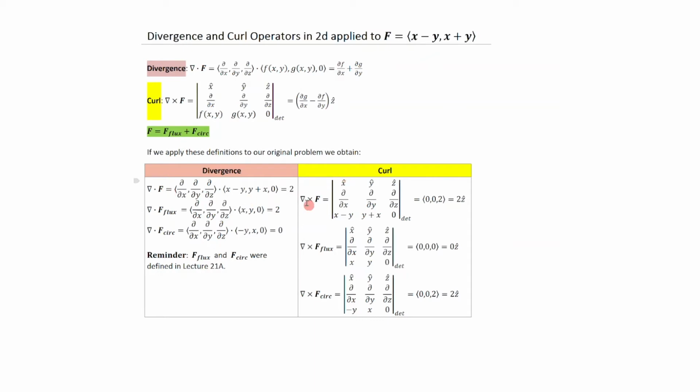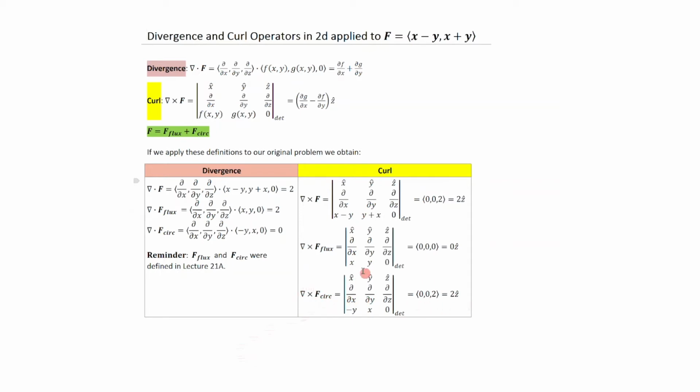For the curl, we take the curl of the vector field. This is a typical way of setting it up. The first row is going to be the unit vectors. The second row, the partial derivatives, which would be this one here. And the third row are the components of the vector field. If you do this computation, you end up with 0, 0, 2, which is 2 in the z hat component. If you take only the flux component and take its curl, you'll end up with 0. If you take only the circulation component and take its curl, you'll end up with 2 z hat.